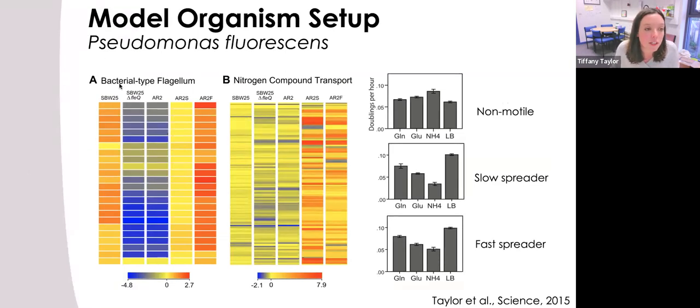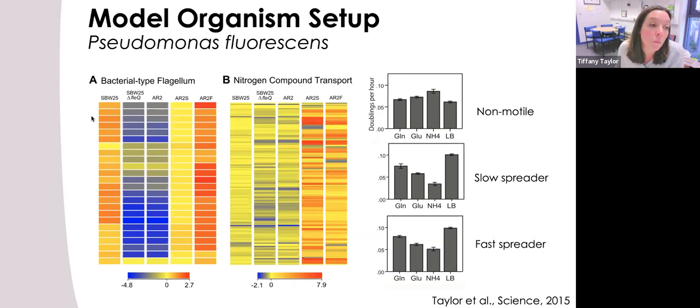So on the left here, you've got genes associated with the bacterial type flagella, and on the right, you've got those associated with nitrogen compound transport, because obviously, these mutations are happening within the nitrogen regulation system, so we were interested in what was happening to genes there. So this first column is the wild type SPW25. These next two columns are just looking at what happens when you delete FLQ and then introduce that transposon into viscosin. So these are the non-motile isolates. And then this is your slow spreading mutant, AR2S, and your fast spreading mutant is AR2F.